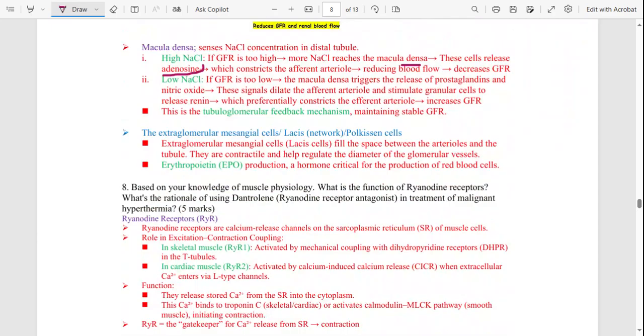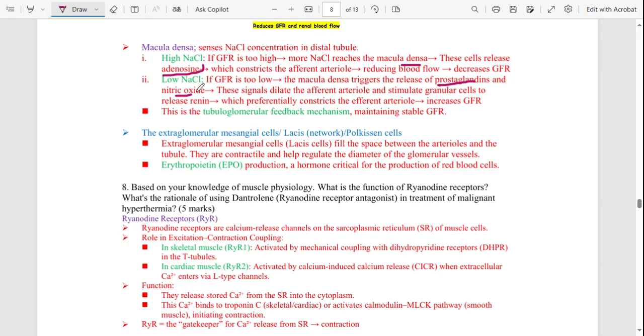The opposite is going to be true. When you have got low levels of sodium chloride, it means that only a little sodium chloride is going to reach the macula densa. And if little reaches the macula densa, it stimulates the release of prostaglandins and nitric oxide. Now, these are vasodilators. They are going to cause the blood vessels, specifically the afferent arteriole, to dilate. If the afferent arteriole dilates, what happens in that case? It means that a lot of blood is supposed to reach the kidney.